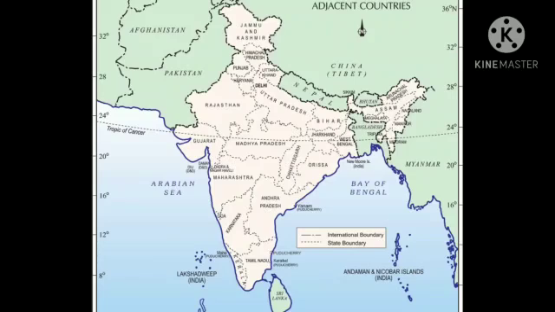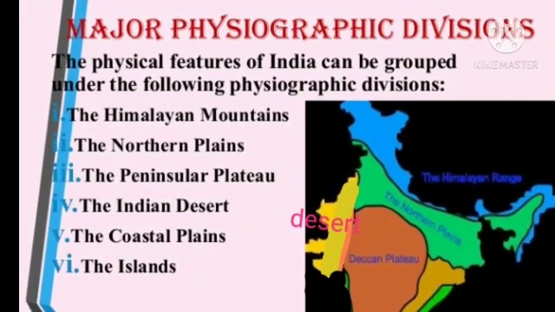Now students, I will tell you about 6 physical divisions of India. These are Northern Mountains, Northern Plains, Great Indian Desert, Peninsular Plateau, Coastal Plains and Island Groups. These are 6 major physical divisions of India. Students, you have to explain all the features in detail. So listen very carefully about each and every feature.